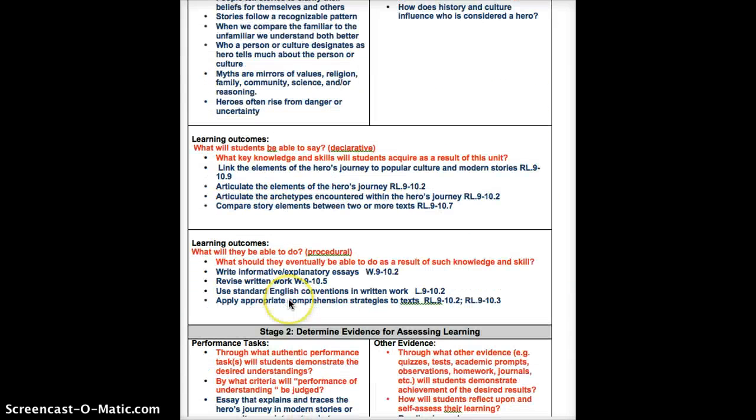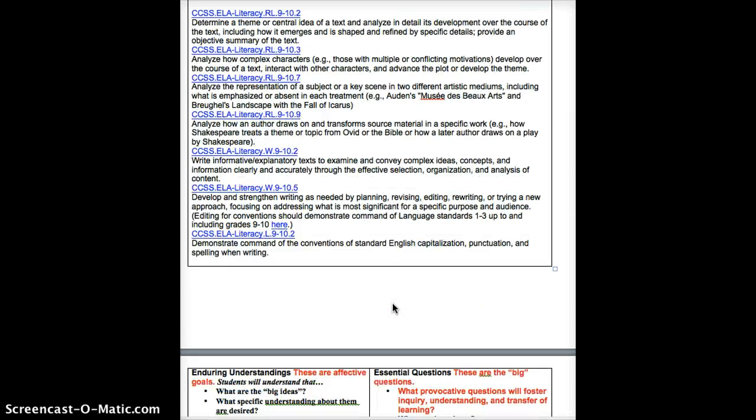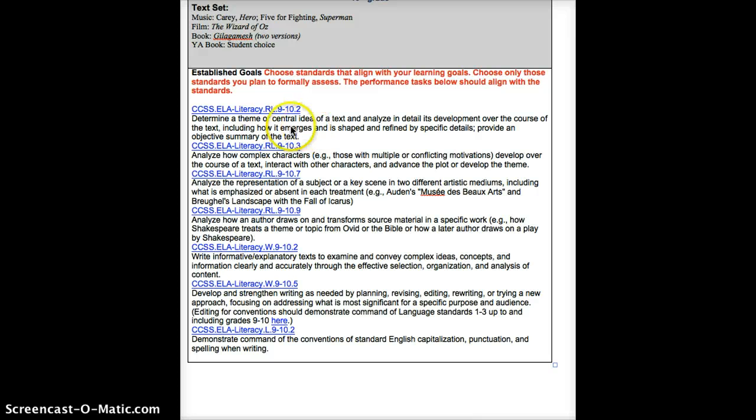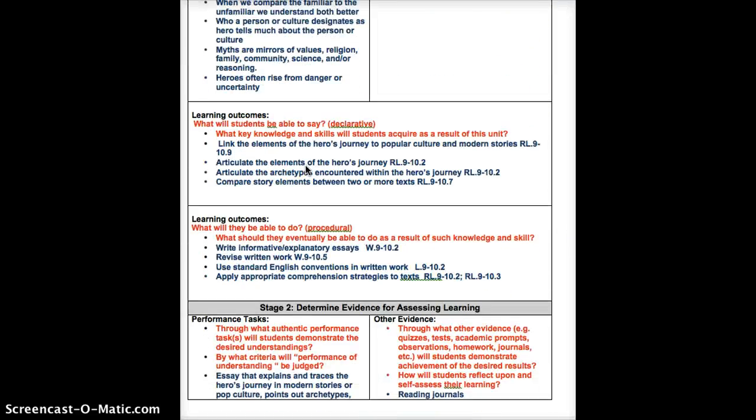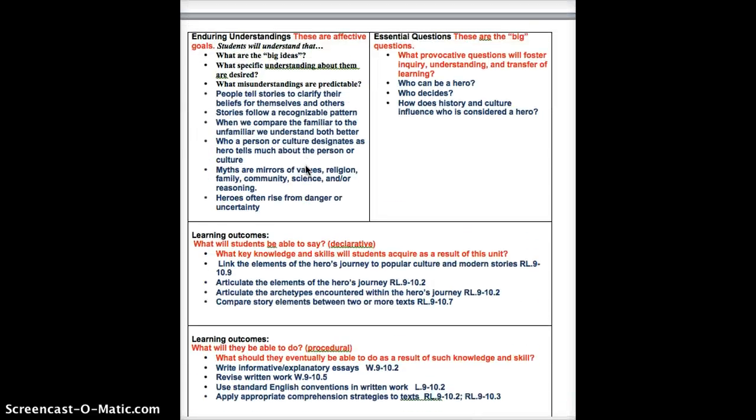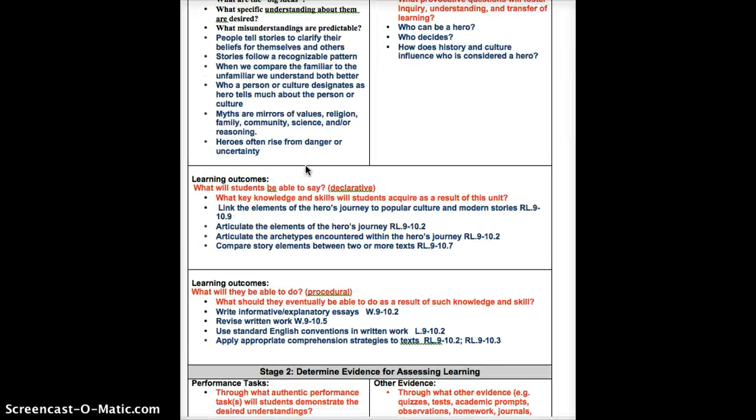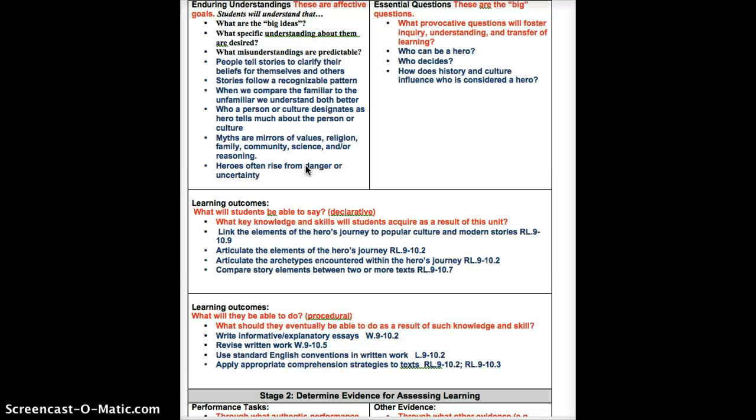I also want them to be able to apply appropriate comprehension strategies. A lot of students have difficulty with understanding text, and so that takes me back up to 10.2 and 10.3, of being able to determine the theme and understand the complex characters. Those are comprehension strategies. So that's stage 1, folks. For my particular unit, I've come up with my enduring understandings, my essential questions, my learning outcomes, my standards, and my procedural and declarative knowledge.